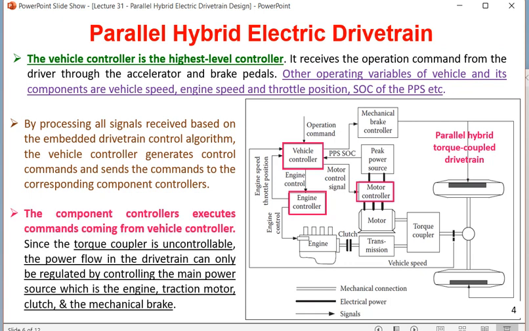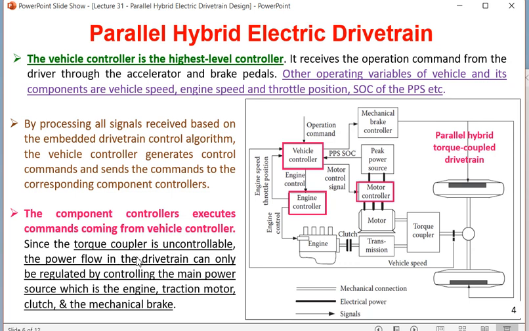Component controllers execute commands coming from the vehicle controller. The motor controller, mechanical brake controller and engine controller are all component controllers. They wait for the vehicle controller to command them. You are finding there is an arrow from here, there is an arrow below, there is an arrow to the motor controller. All these arrows are going from the main controller to the sub-controller. So the component controllers, which are sub-controllers, execute commands coming from the vehicle controller.